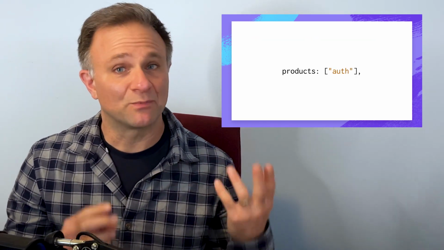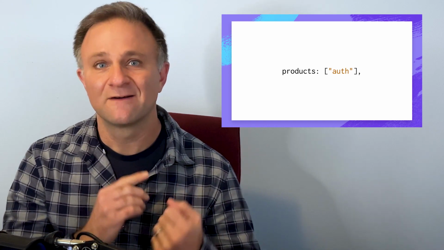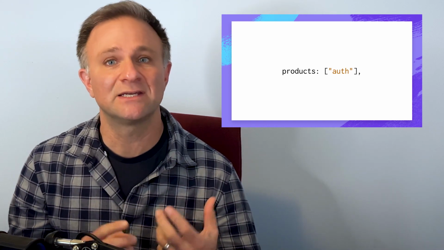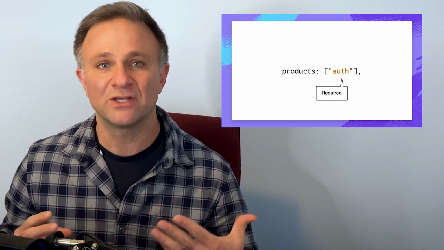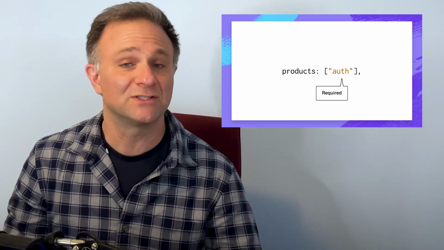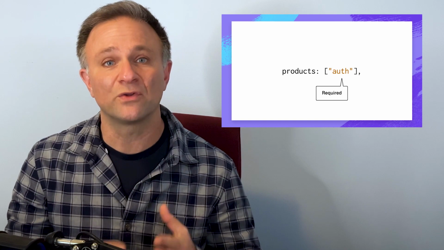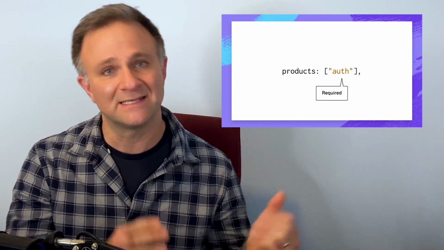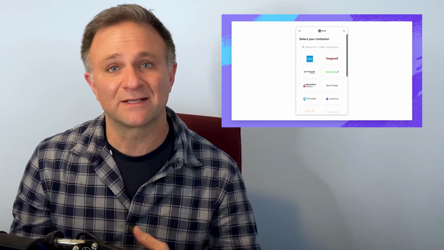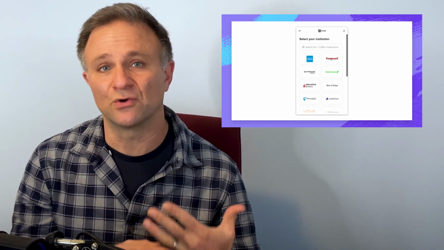When you add a product to the products array, you're doing three things. First, you're telling Plaid that any products you list here are required. This means that when a user is scrolling through their list of financial institutions to try and find theirs, we'll only show ones that support all the products listed here. If you list investments in the products array, for instance, we probably won't show your local credit union.